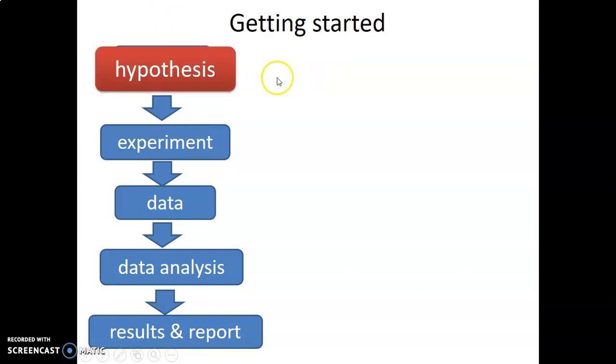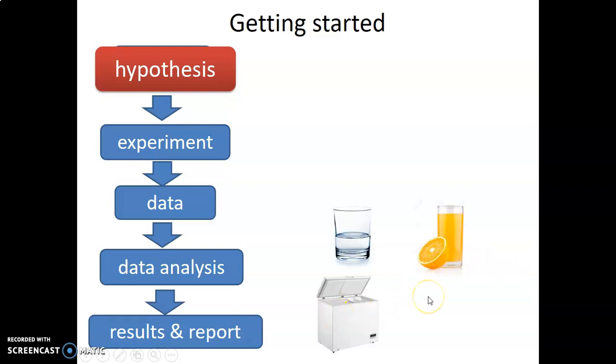So this thing is called a hypothesis, this question. It's not a question, it's a statement that needs to be proven. Proven means whether it's true or not. For example, you have water and you have orange juice, and you want to know which one freezes at a lower temperature, or which one freezes faster, water or orange juice. Yeah. So what do you do to find it out?